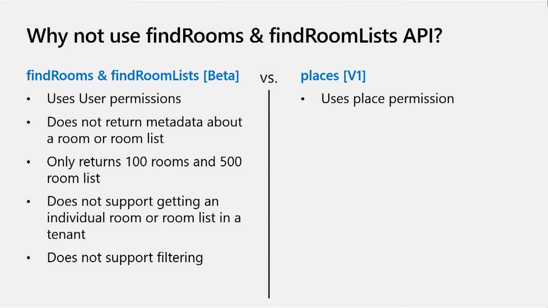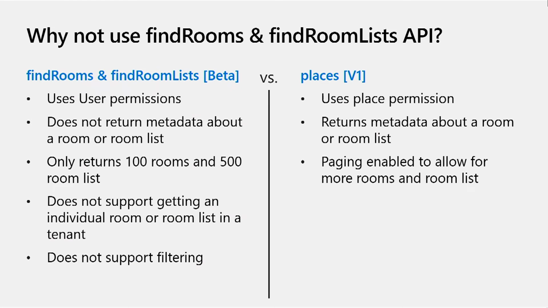So with the Places API, we use a specific permission just for places, and it's called places.read and places.readwrite. Then we also return metadata about a room or a room list. So the room list, being similar to a building, we would return the display name, the physical address, including geo-coordinates, phone number, capacity, any other metadata. We also have enabled paging so that you can get more than 100 rooms and room lists, and you can create your query to get as many as you'd like with paging.